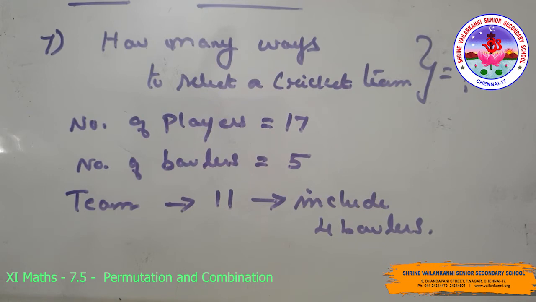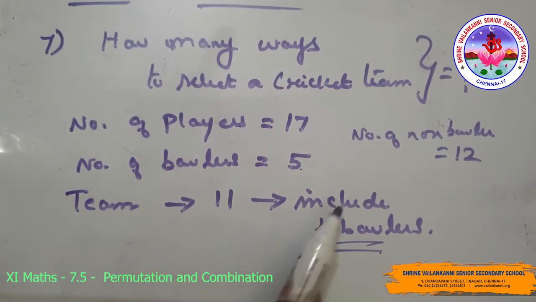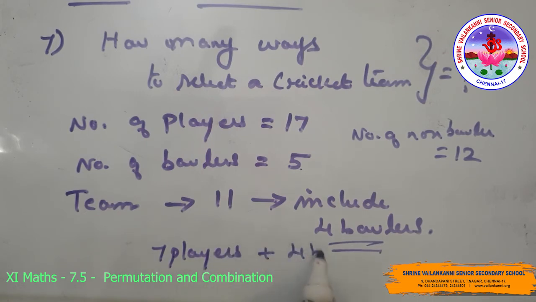Seventh question: in how many ways can one select a cricket team of 11 from 17 players, in which only 5 players can bowl? So the number of bowlers is 5. Each cricket team of 11 must include exactly 4 bowlers. So we have to select a team of 11 players including 4 bowlers. So 11 minus 4, which is 7 players, are non-bowlers, plus 4 bowlers.